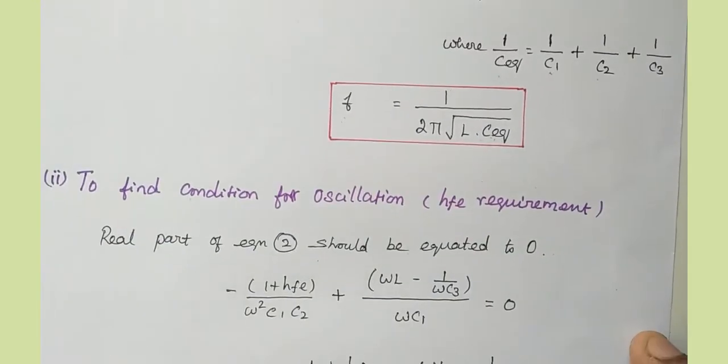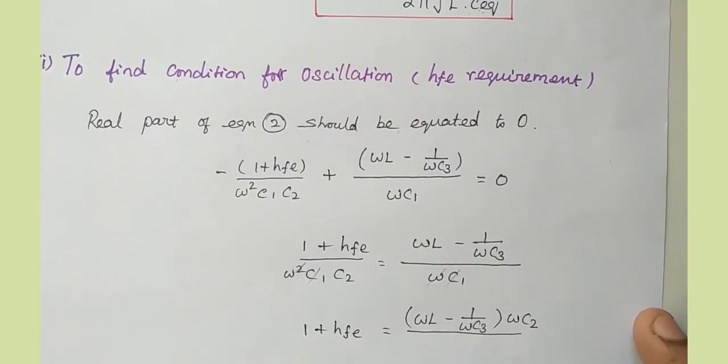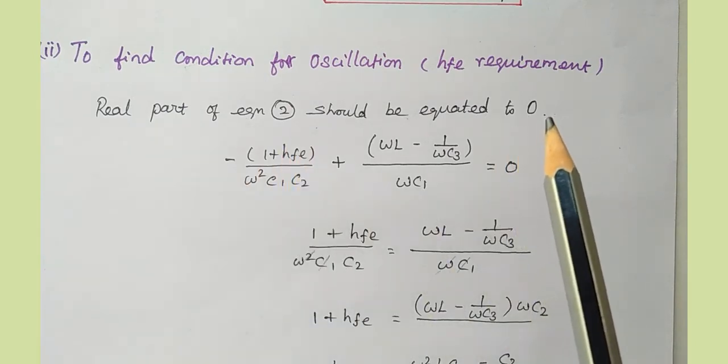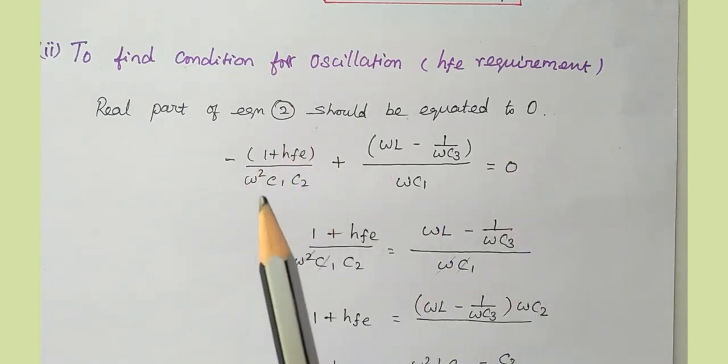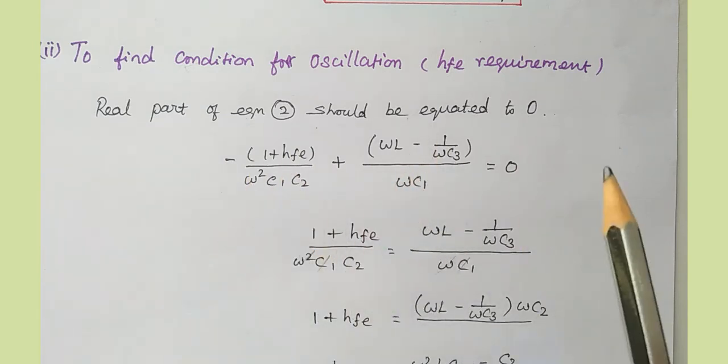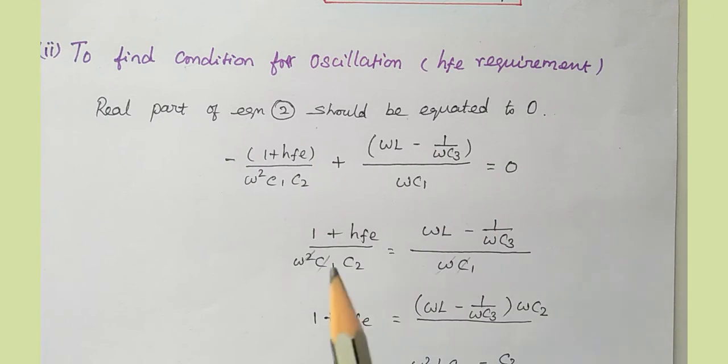The second thing we have to find is the hfe requirement. For this, we have to make the real part in the equation equal to 0. So this is the real part. Here I have the negative term, and here I have the positive term. One term is brought to the right hand side, so that both the terms are positive.